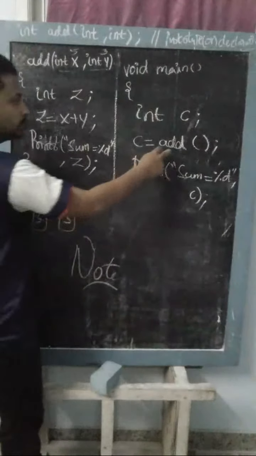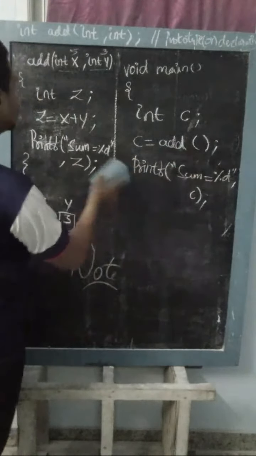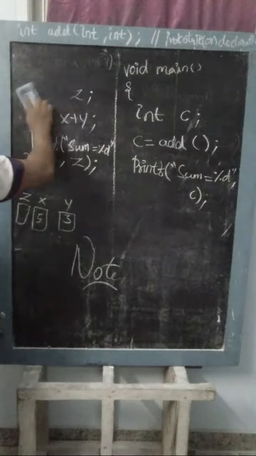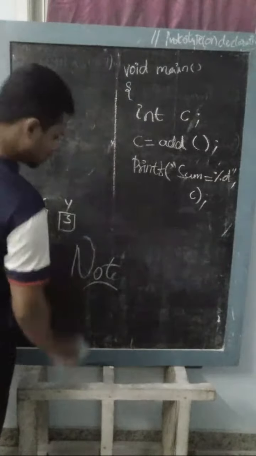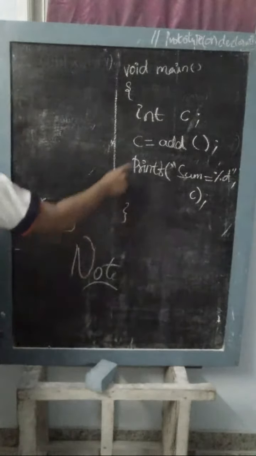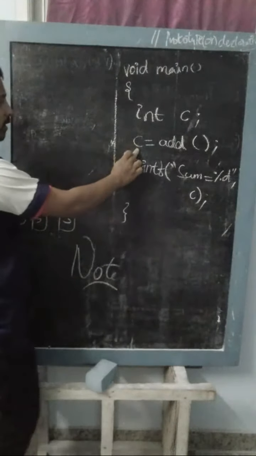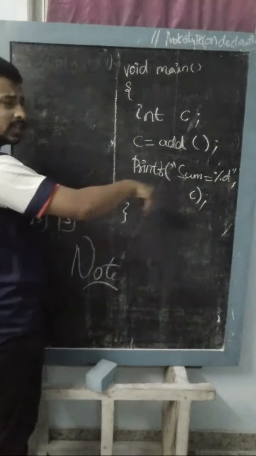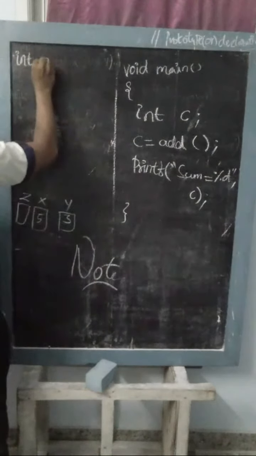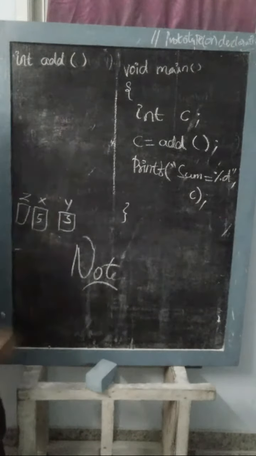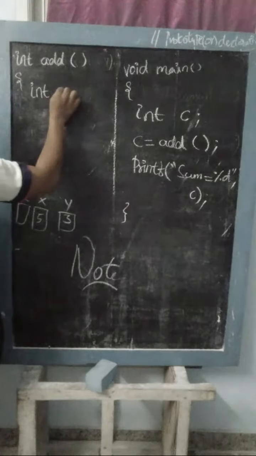How can we calculate the sum? With the help of this function. So there is no argument here, and that is an important thing. Now we are just calling the function, but it should have a return type. The return value will be stored into C. C is an integer type, so integer add, there is no argument. So I am creating variables called a, comma b.